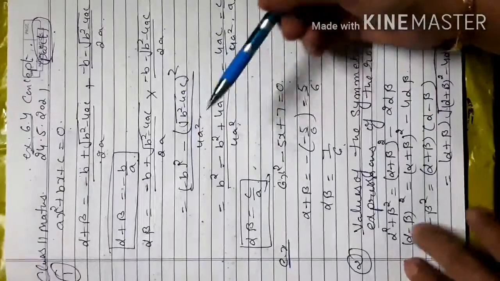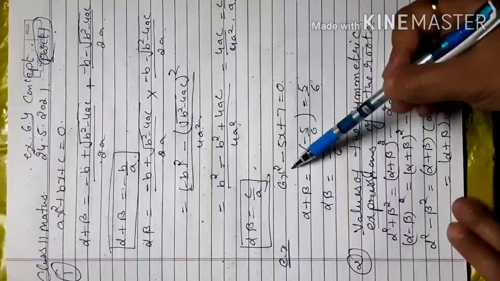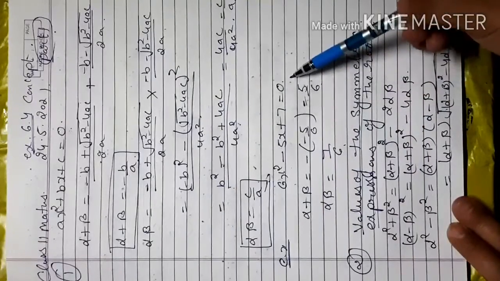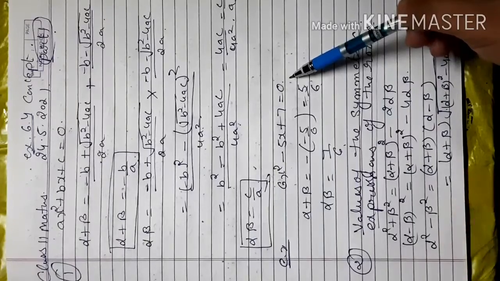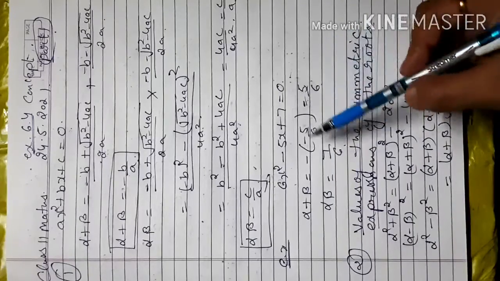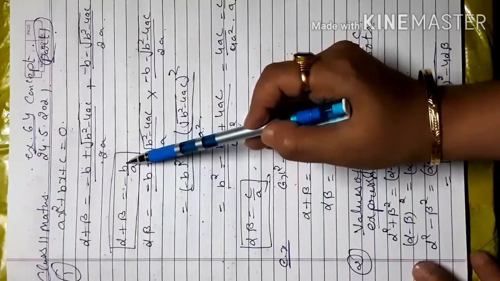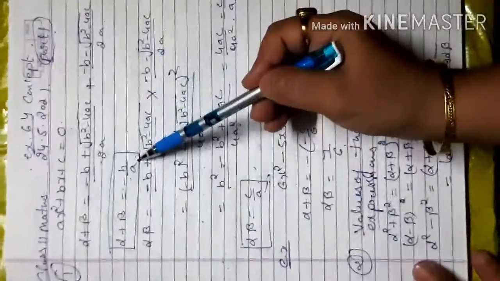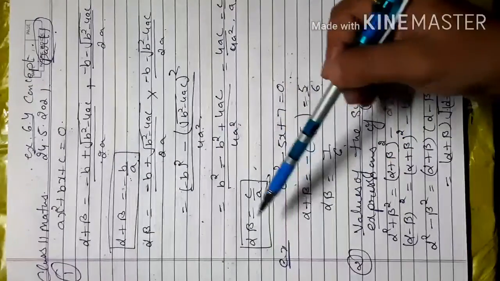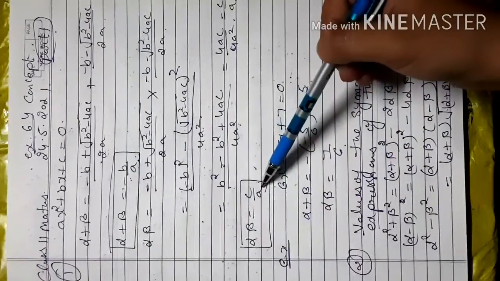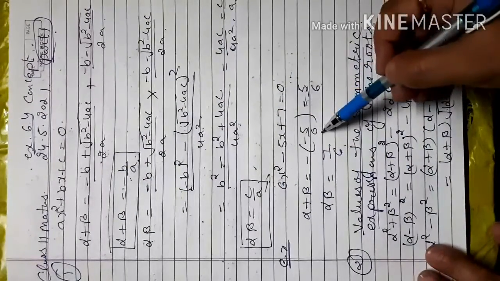So how do we use this in my question? Suppose I have an equation 6x square minus 5x plus 7 is equal to 0. I want to find the sum of roots and product of roots of this equation. If you look at this, b represents the coefficient of x, a represents the coefficient of x square in the denominator, and c is my constant term. So we apply it here.